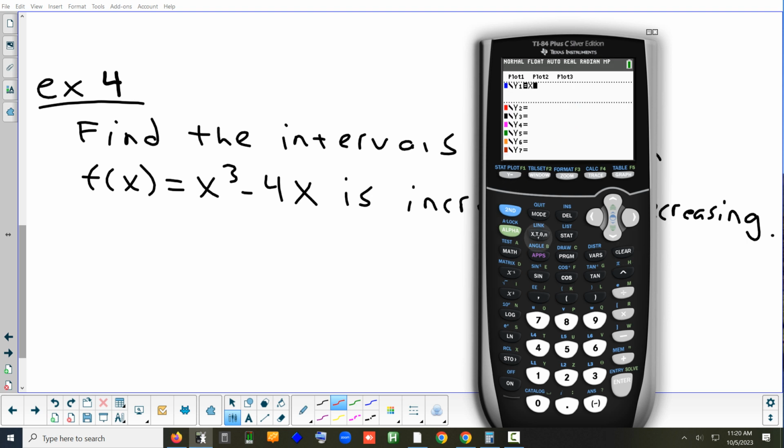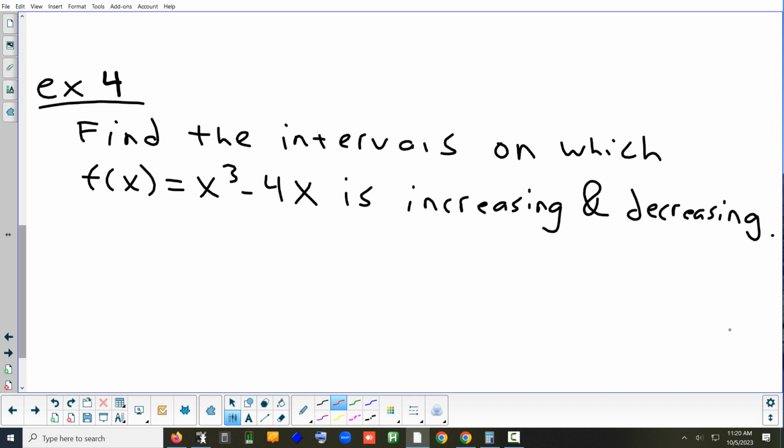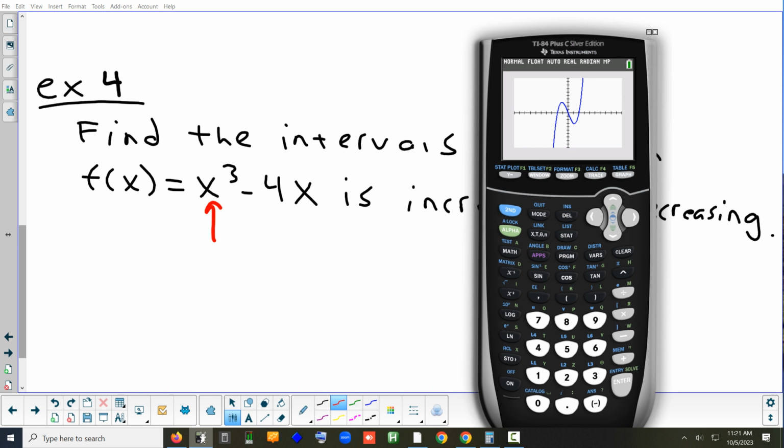Let's type in x cubed minus 4x. Now remember, when you describe an interval where something is increasing and decreasing, we're focusing on x values because that's the variable on the right-hand side. Well, it's the only variable in the problem. So you're focusing on that x value. Okay, so here's our graph. It's actually the same one we had yesterday.